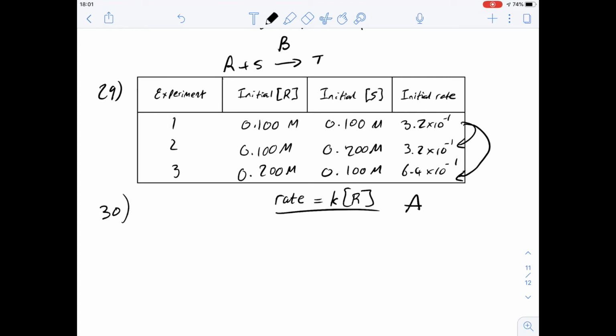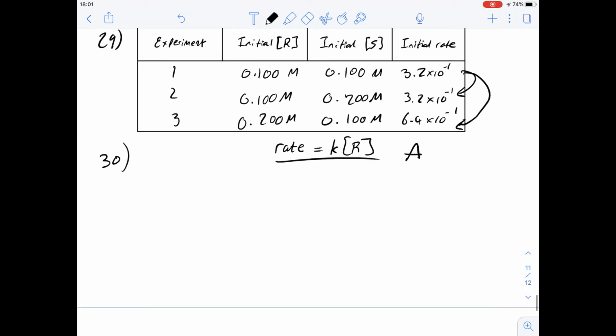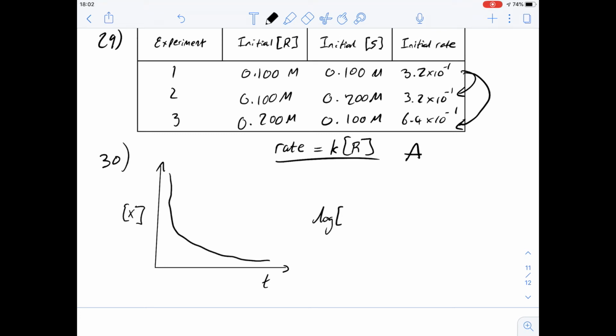And the final question then is question 30. It says, which one of the following graphs represents a first order reaction for reactant X? So this one's a little bit complicated, so I'm going to draw out a graph here of the concentration of X over time. If it was just the concentration of X itself over time, we would see that it would go down like this. There we go. If we were looking at the log of X, then that would flatten this curve, and we would get a straight line going down like this. And this gives us an answer of C for this.